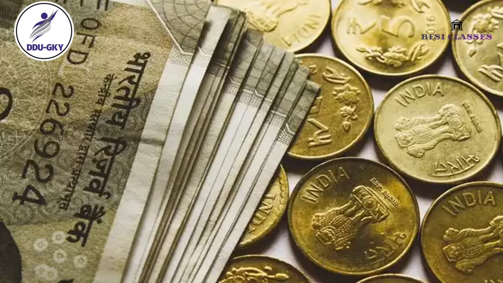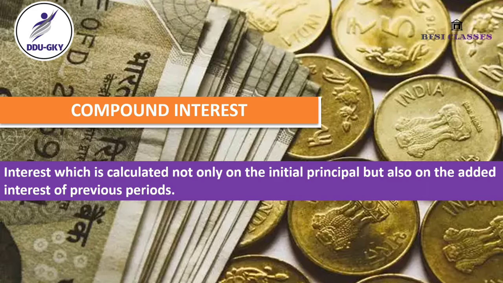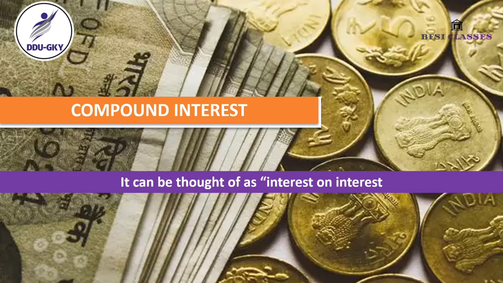Now the second one is compound interest. Compound interest is the interest which is calculated not only on the initial period but also on the added interest of the previous periods. So the interest gets compounded along with the principal and it can be thought of as interest on interest, and will make a deposit or loan grow at a faster rate than simple interest. The rate at which compound interest builds up depends on the frequency of compounding.